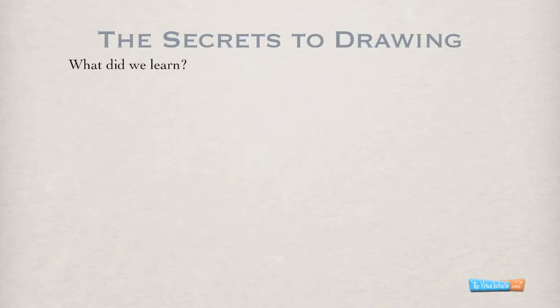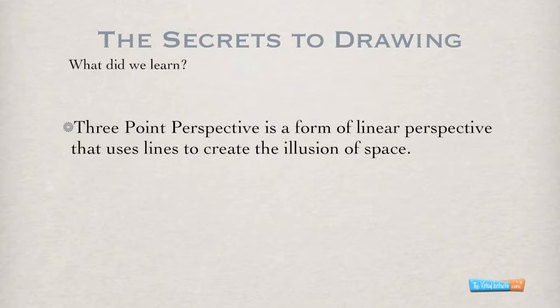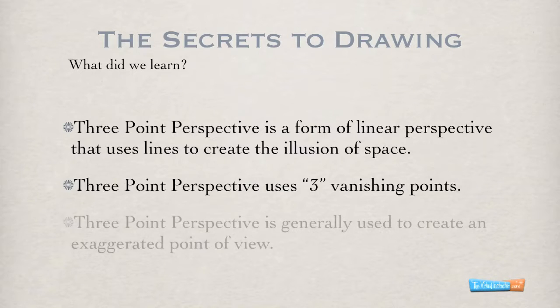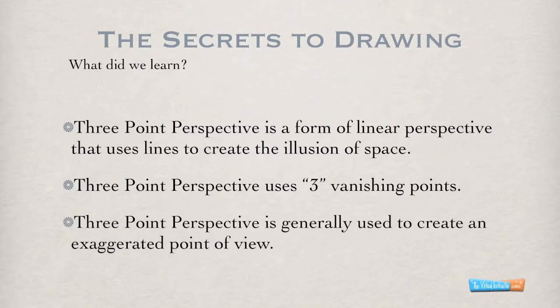So what did we learn in this video? Well, first we learned that 3-point perspective is another form of linear perspective that uses lines to create the illusion of space in a drawing. We also learned that 3-point perspective uses 3 vanishing points, unlike 2-point perspective which uses 2 and 1-point which uses 1. 3-point perspective is generally used to create an exaggerated point of view, with 2 vanishing points placed on the horizon line and 1 placed either below or above.